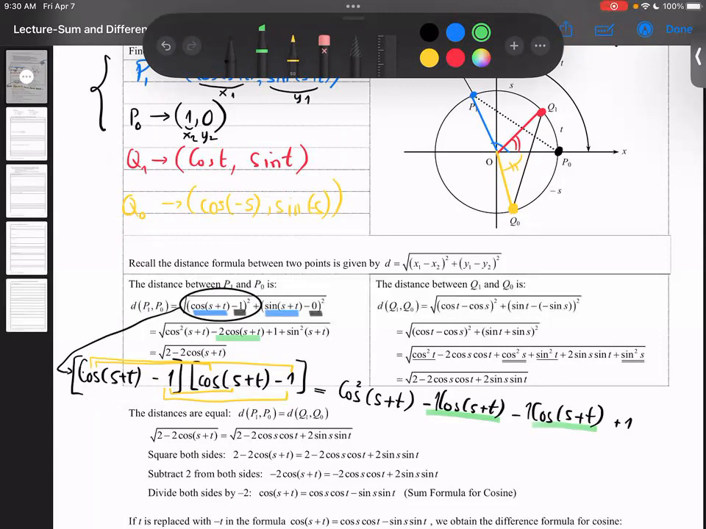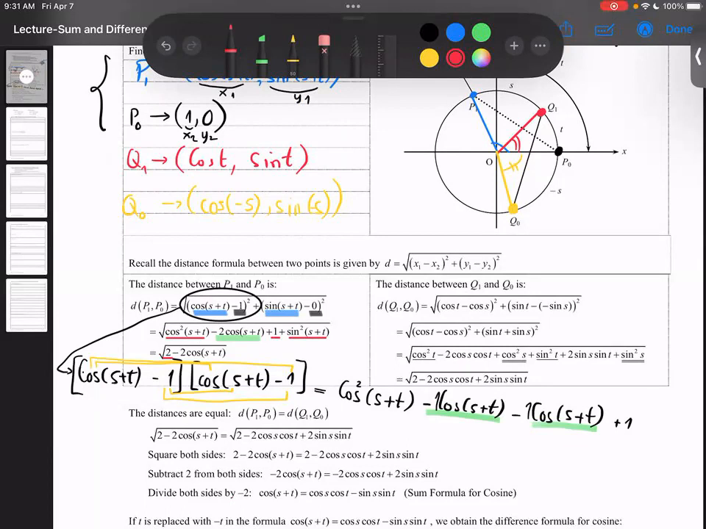Pythagorean theorem, is there anything that you can simplify for this part? Anybody see Pythagorean theorem? Yes, right. Sine square plus cosine square is 1. And then add another 1 here, which gives you the 2 there. And then you bring down the negative 2 cosine s plus t. That's it. You're done simplifying, right? You stop.